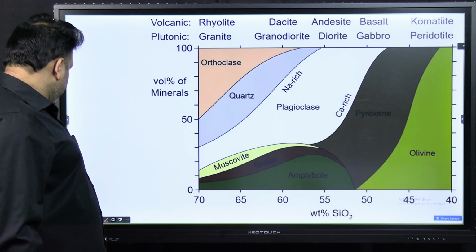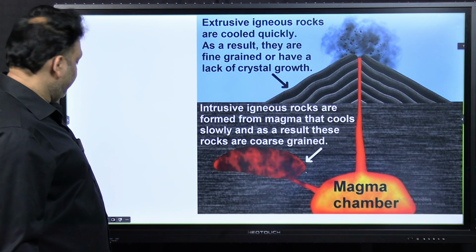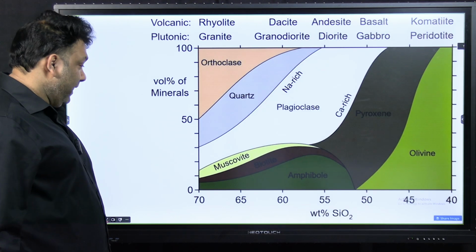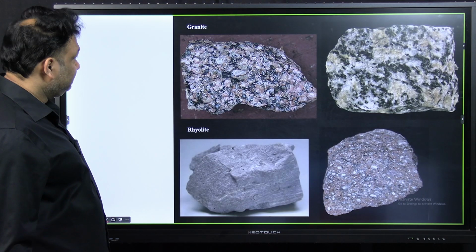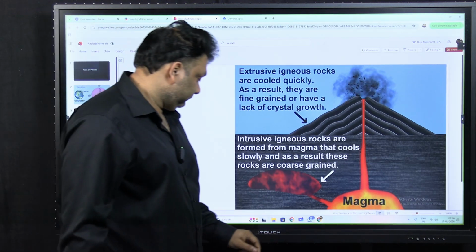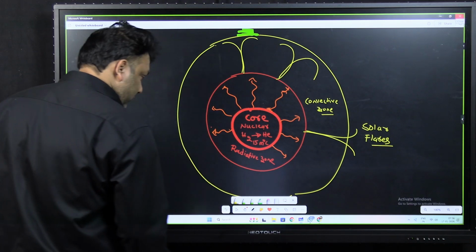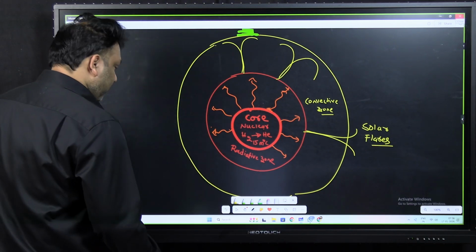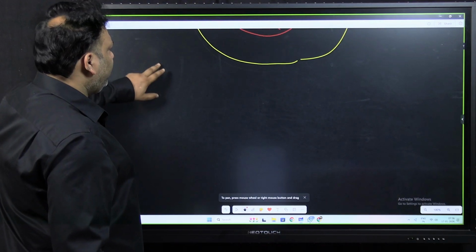Now, let's see what is present in the interiors of the Earth. Again, this diagram is a bit complex. I'll get back to the blackboard here. I don't like doing PPTs, I like the blackboard, because only then can I develop things organically.